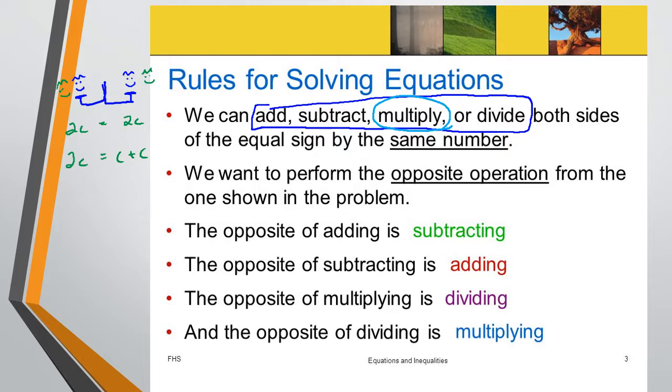So now to solve problems, we want to perform the opposite operation. So you need to know a little bit about opposites. The opposite of adding is subtracting. The opposite of subtracting is adding. The opposite of multiplying is dividing, and the opposite of dividing is multiplying, right? So you know those two are opposites and these two are opposites. Remember that.